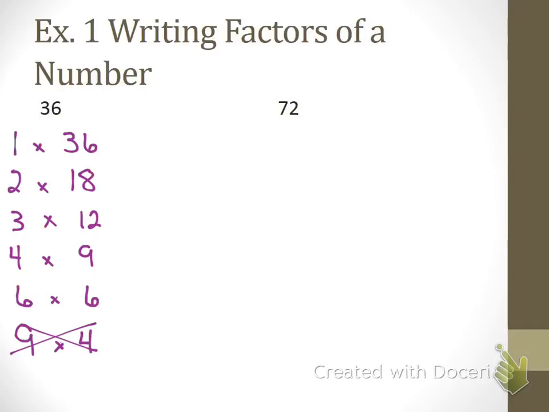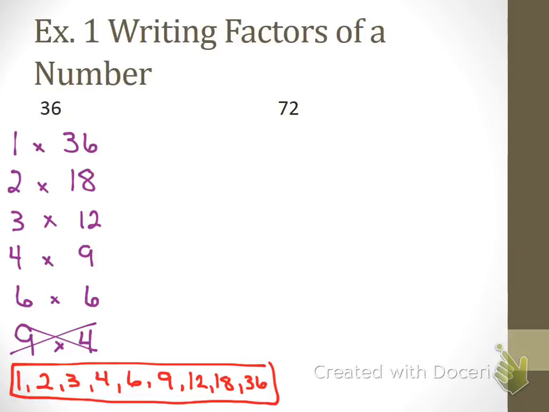And now I'm just going to list them out. I start with my smallest number, my 1, and write my numbers straight down: 1, 2, 3, 4, 6. And now I'm going to write them up this way: 9, 12, 18, and 36. And I'm done. So I go down one row and then up the next row, and that way I make sure that I don't forget any. I've listed all of the factors of this number.